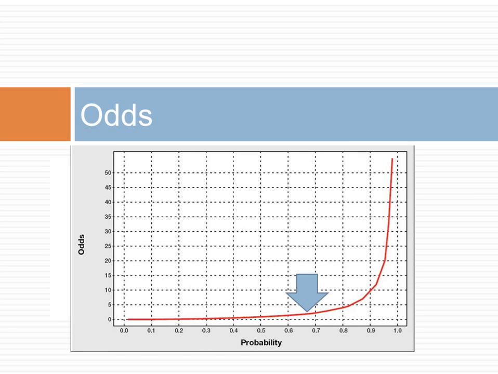Odds of 2 to 1 increases the probability of the event to 0.66. Odds of 3 to 1 increases the probability of the event to 0.75. And odds of 4 to 1 increases the probability of the event to 0.8.